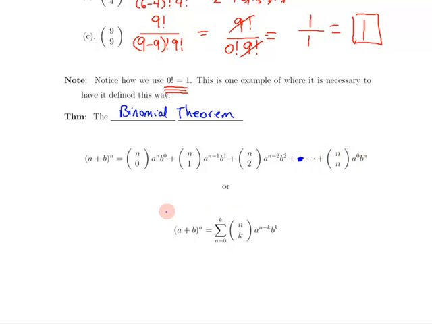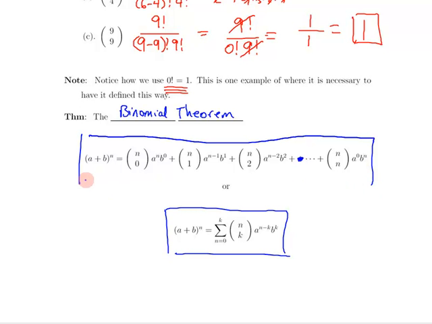And I can write this in the condensed form using summation notation. I don't care which formula you use to remember this, but the point here is that we have a way of writing down the binomial expansion when we take a binomial raised to the nth power.